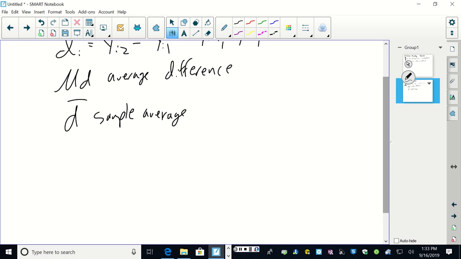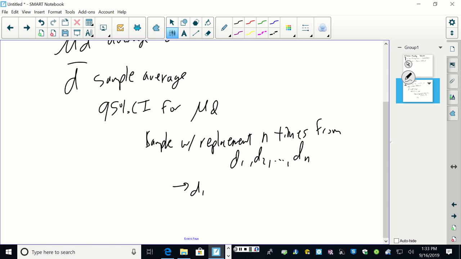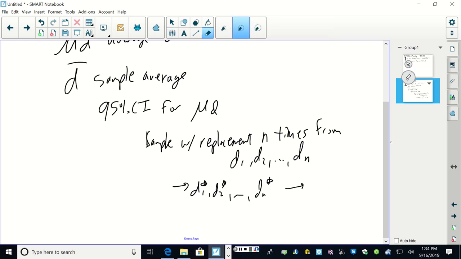And so if we want a 95% confidence interval for the average difference, we could use bootstrap. Right? We could sample within differences. We can resample from those. Sample with replacement n times from our observed differences d1, d2, right up to d sub n. And so our bootstrap sample, we could call it d1 star, d2 star, up to dn star, and we'll take the average of those. Not x bar, we'll call it d bar. D bar star.